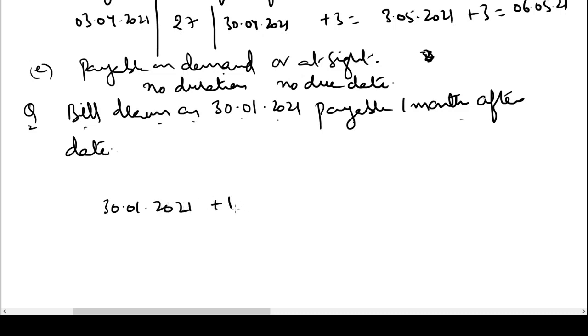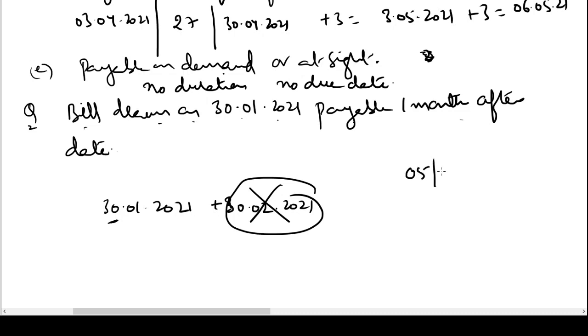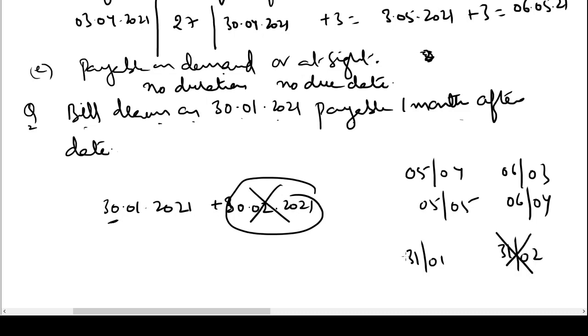Now how do you count month? Month means this day in this month to the same day in the next month. But we don't have a date called as 30th February. So what do we do now? When we say a month, a calendar month means, let us say 5th of April to 5th of May is a month. 6th of March to 6th of April is a month. But 31st January to 31st February, there is no such date called as 31st February. So what should we do now?